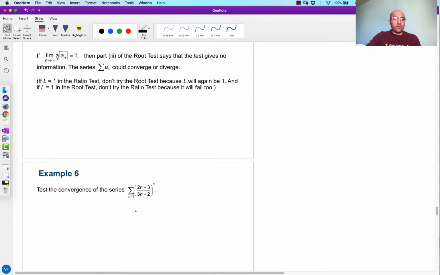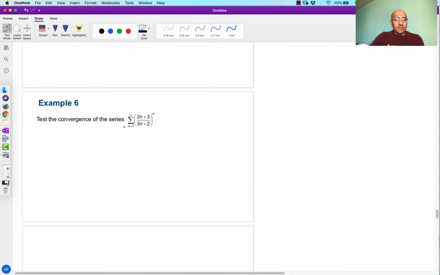Okay, so for example, let's look at this one. We have this guy. Test the convergence of this series. Okay, so let's just do the first couple of terms just to see where this is heading, just to see the pattern. So when n equals 1, we're going to end up with 2 times 1 is 2, plus 3 is 5, so we'll get 5 over 1 times 3 plus 2, that's going to be 5, so 5 over 5 to the power of 1. So that's just going to be 1 to the power of 1, or just 1. Okay, so all of that was just to say it starts off with 1.